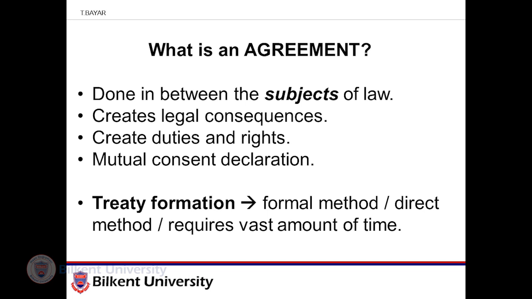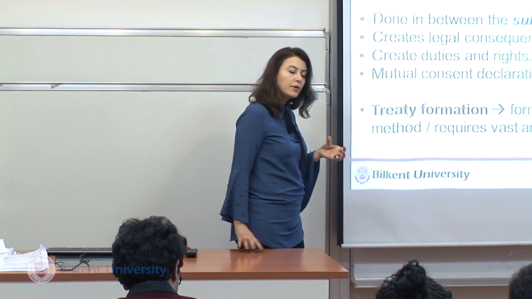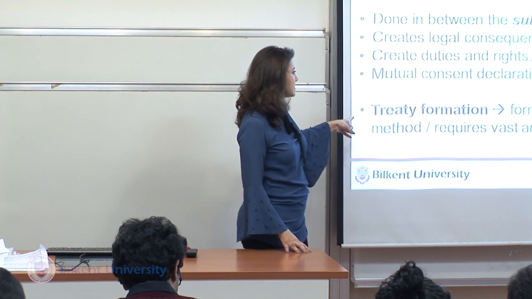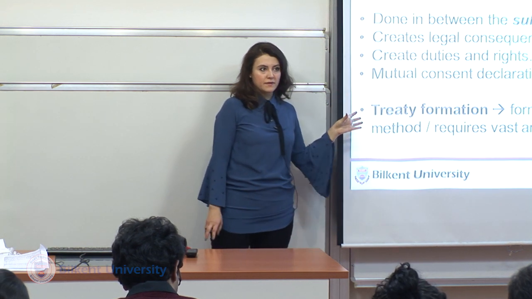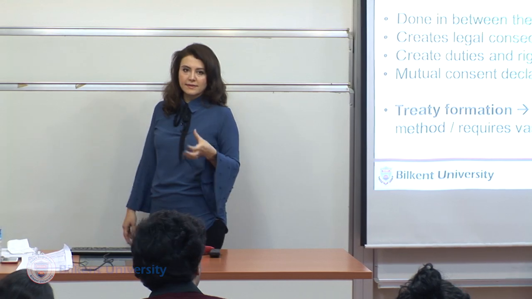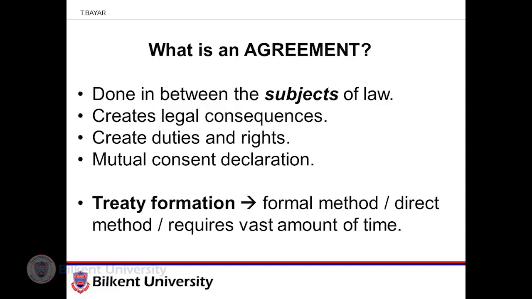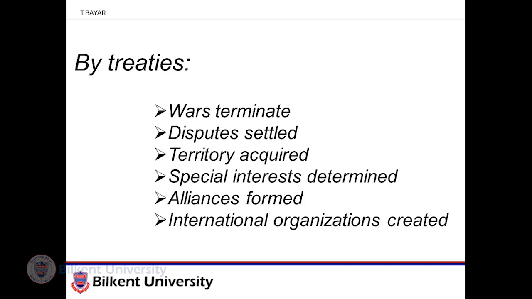Treaty formation in international law as well is a formal method of making law. International law is made through international treaties. This is a direct method, it's direct evidence that there is law in that certain issue area. And making a treaty requires vast amount of time. Making an international treaty. And why are treaties so important?